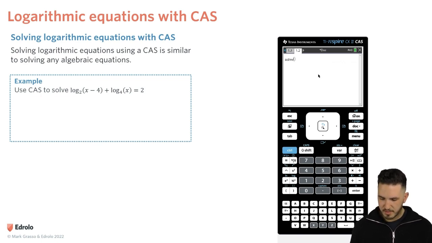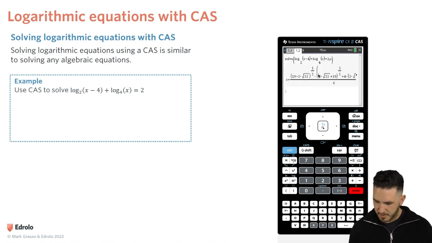Log is just above the 10 to the power of x. So I don't want 10 to the power of x, I want to go above it. So you're going to press control, log, and that's log base 2 of x minus 4, plus log base 4 of x is equal to 2, comma x. Tell the CAS what we're solving for and press enter.